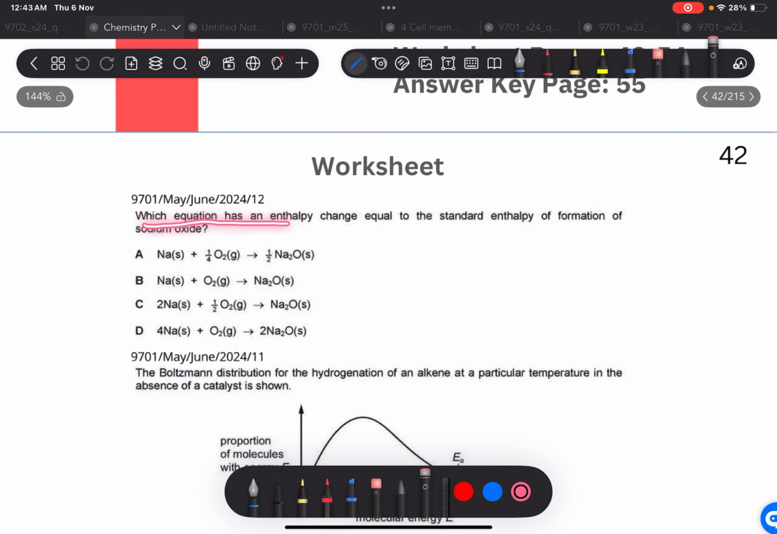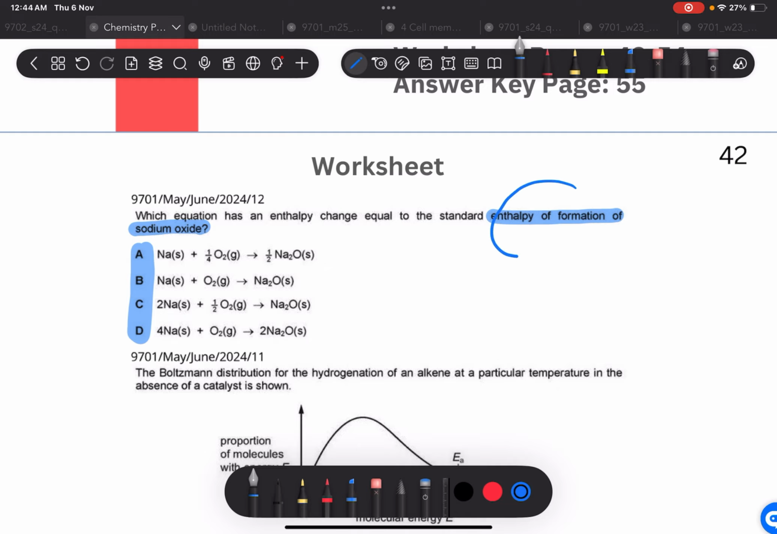Which equation has an enthalpy change equal to the standard enthalpy of formation of sodium oxide? Okay, so now there's a very important word over here, and these options A, B, C, D, I'll tell you, this is something that I myself have experienced. When you read all these options, all of them seem correct. Honestly, all of them are going to seem correct to you, but you have to first visualize what they're asking. You have to find the standard enthalpy of formation of sodium oxide.